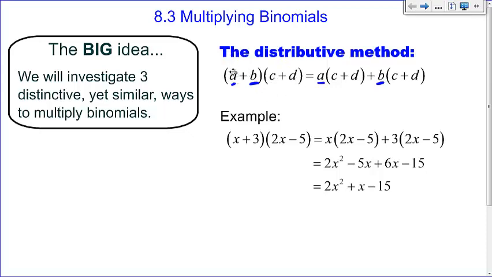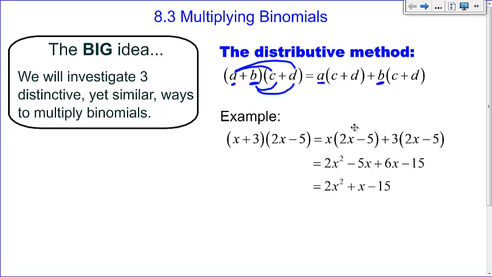Visually you might think of it looking something like this: A times C, A times D, and then B times C and B times D. Now to see that with some actual numbers and variables, you can see the example here. We've got x plus 3 times 2x minus 5. We break apart the first group, make it x plus 3, both terms, times 2x minus 5.